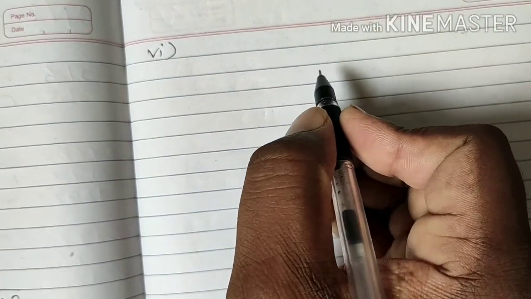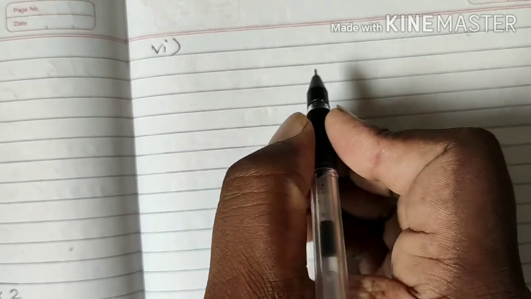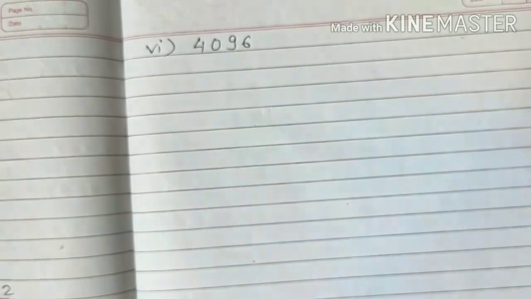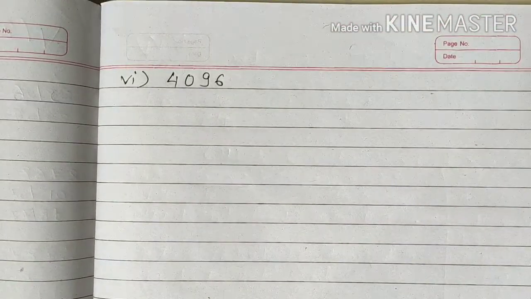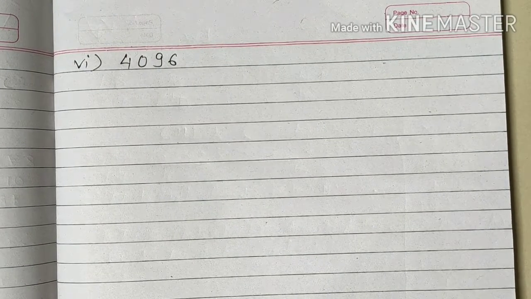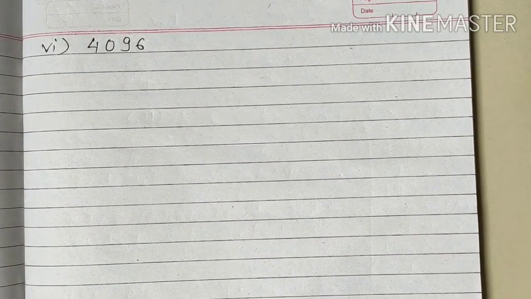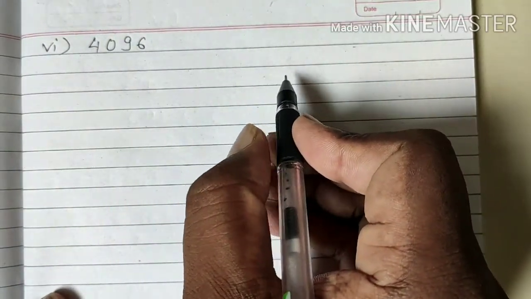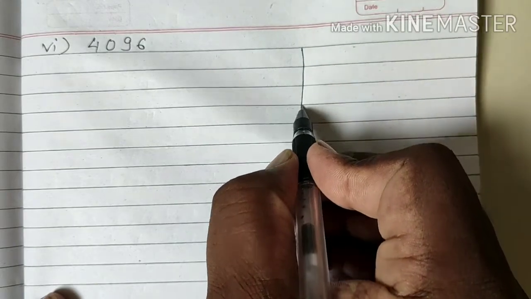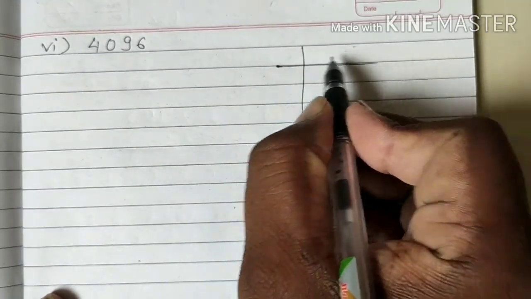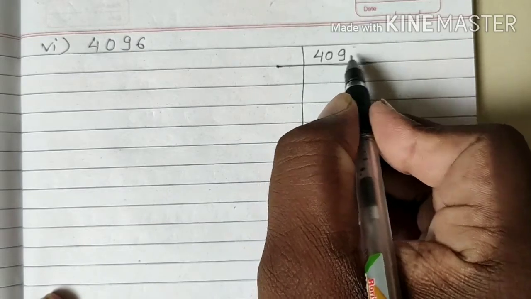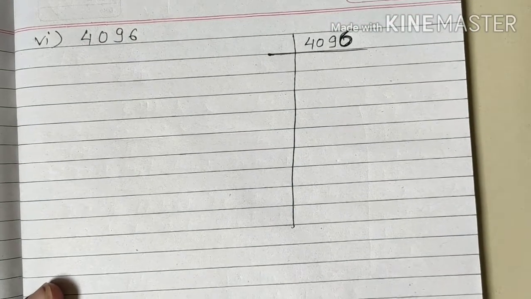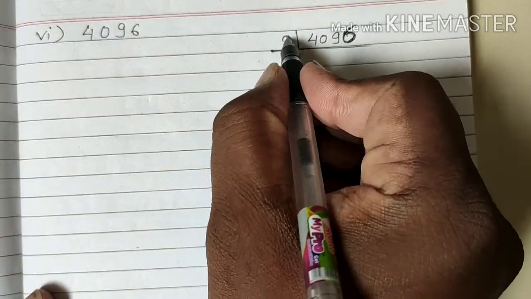Sixth, that is, find the cube root of 4096. We want to find out the cube root of 4096. Okay. So let us find out the prime factors of 4096. First, divide by 2.